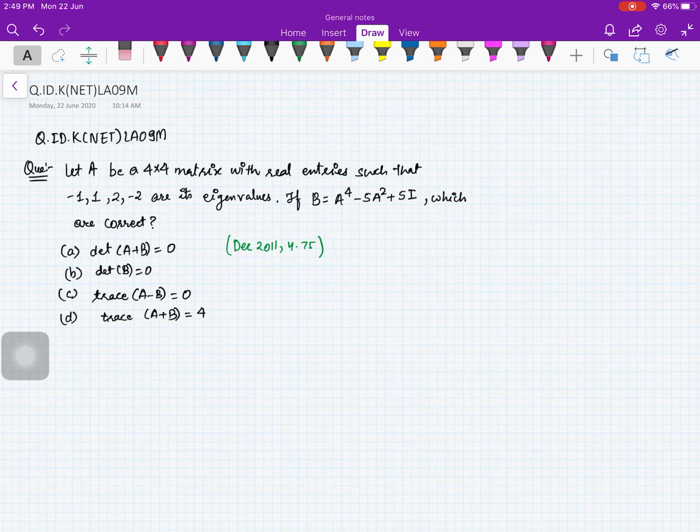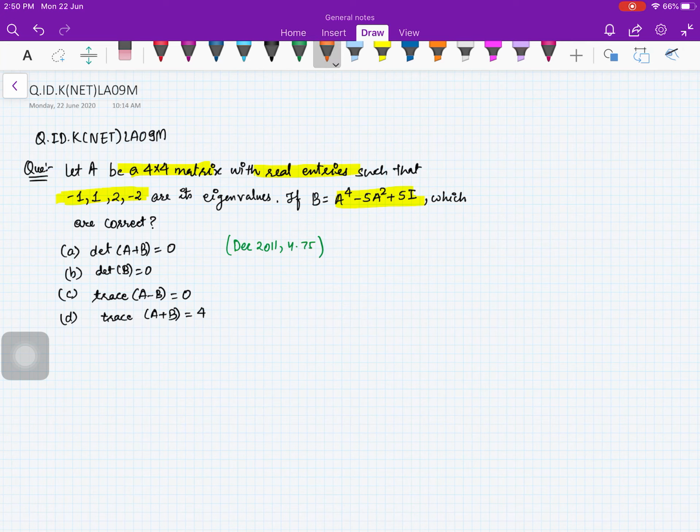Here we are talking about previous year UGC NET questions, and we are covering the subject linear algebra. Here is a question based on matrices and eigenvalues. Let A be a 4 cross 4 matrix with real entries, and its eigenvalues are given as -1, 1, 2 and -2. Then there is another matrix B = A raised to power 4 minus 5A square plus 5I. Which of the following are correct? You are given 4 options, and you have to find out which one is correct.